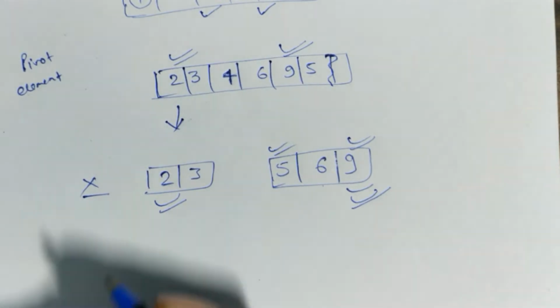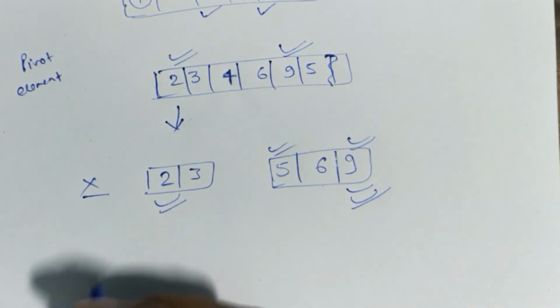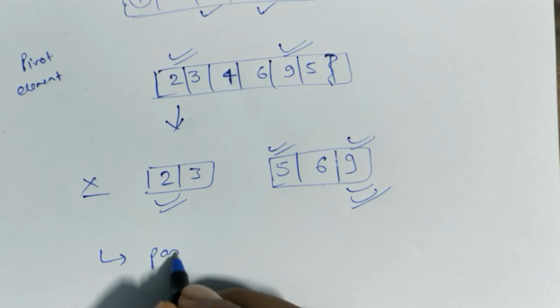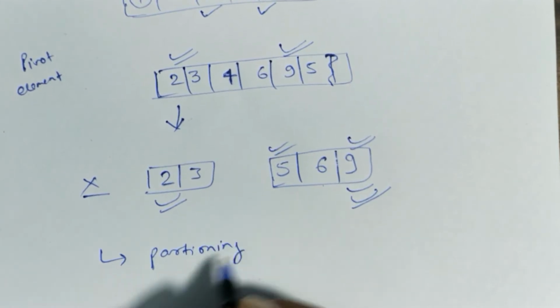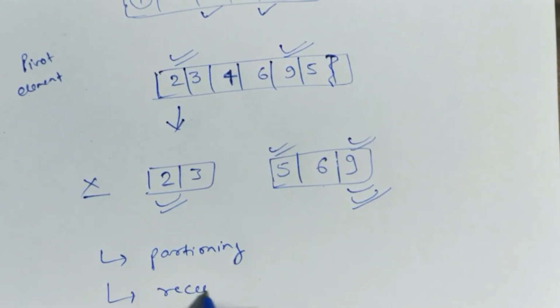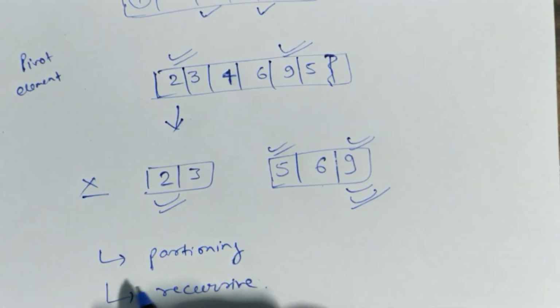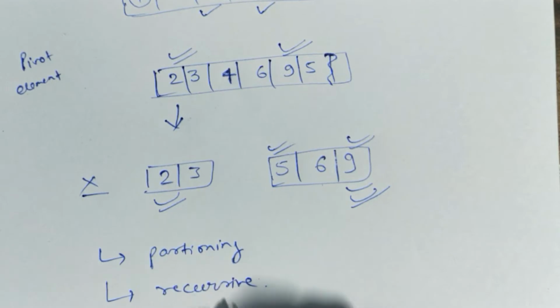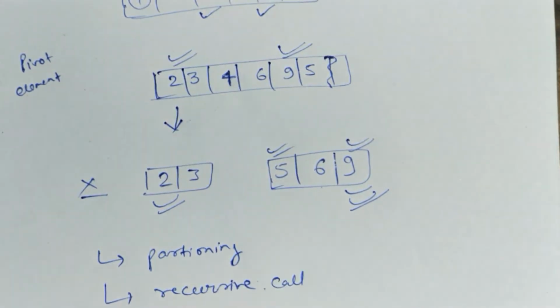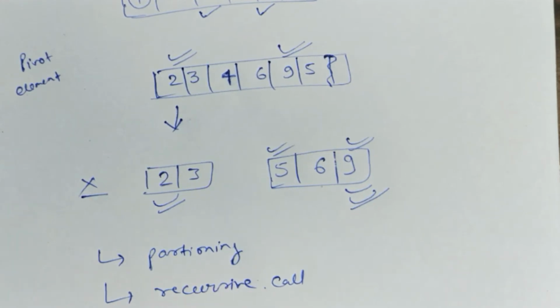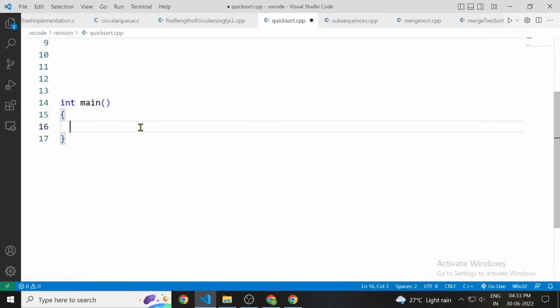So we are going to implement the quicksort algorithm in 2 steps. The first step is partitioning. The second is the recursive call. We will make a separate function for partitioning the array, and we will call recursion in the quicksort function. Now let us see the code implementation of the quicksort function.